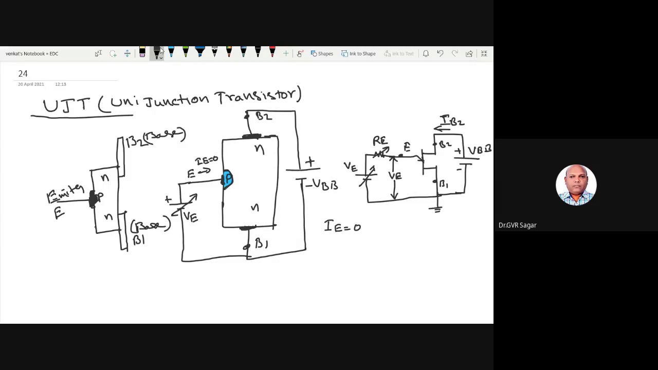No question of bias here. So the entire thing is simply an N-type bar. The N-type bar shows the inter-base resistance. Inter-base resistance is present, and that is represented by RBB. Inter-base resistance is represented by RBB.